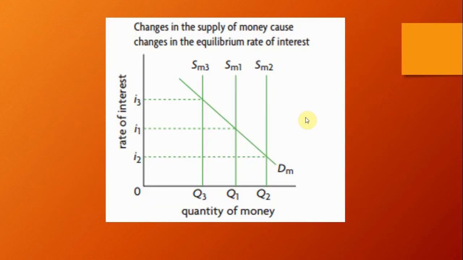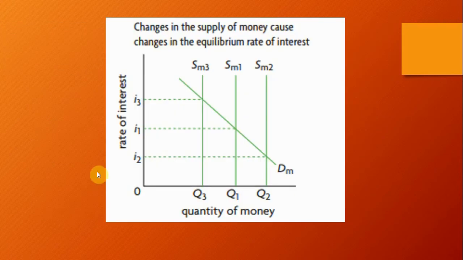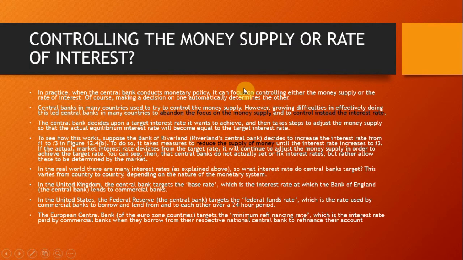So when the central bank focuses on the money supply, let's say they wanted to decrease the rate of interest from I1 to I2, they need to increase the money supply from SM1 to SM2. Sometimes they abandoned the focus on the money supply and controlled the interest rate instead.